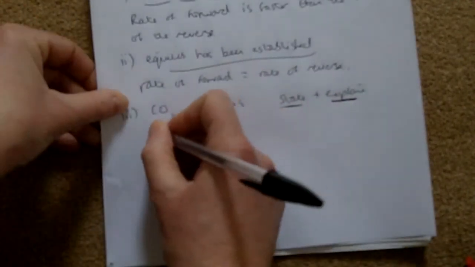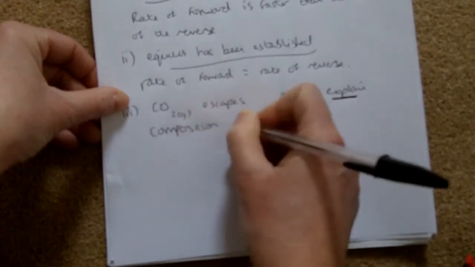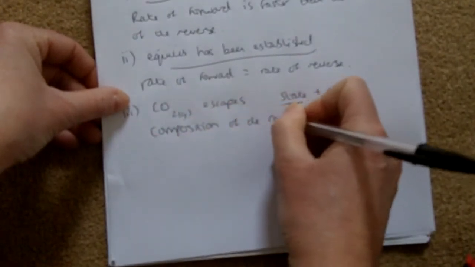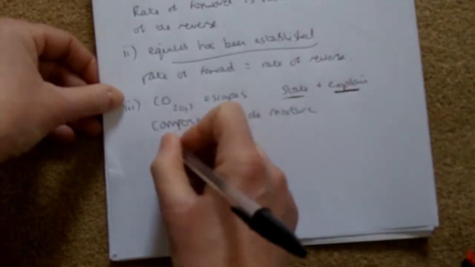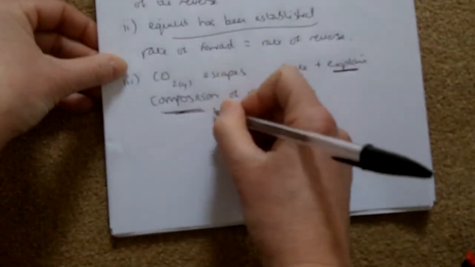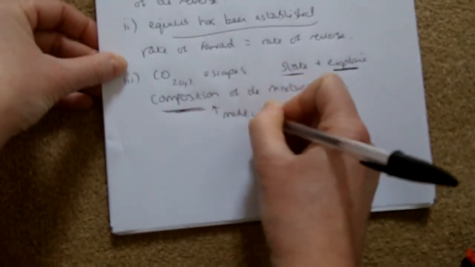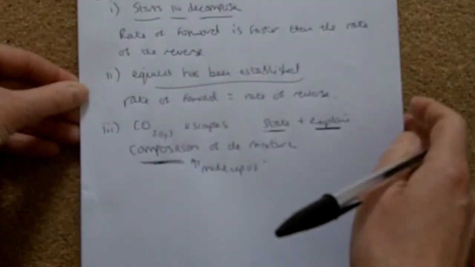So they want to know about the composition of the mixture in the container. So composition means what is it composed of? What is the mixture made up of? Okay, composition of the mixture.